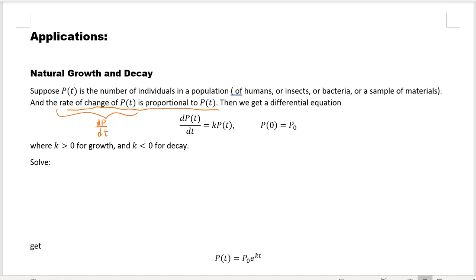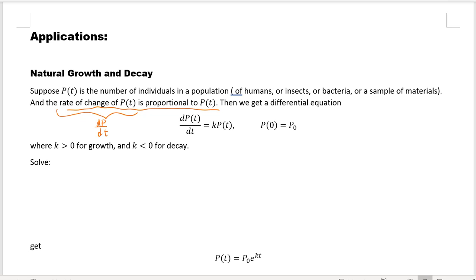So we get the following differential equation, with the initial condition that P of 0 is the population at time 0. So P of 0 is P0. If k is positive, then we have population growth. If k is negative, then we have population decay.